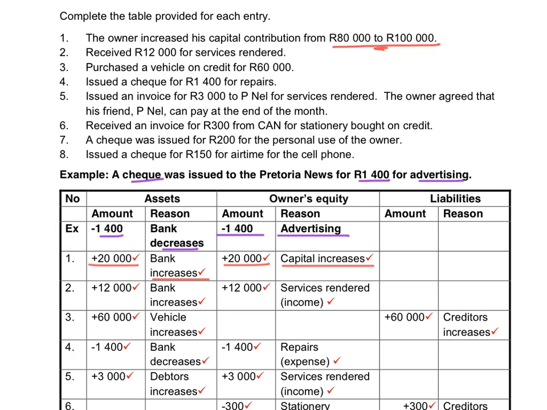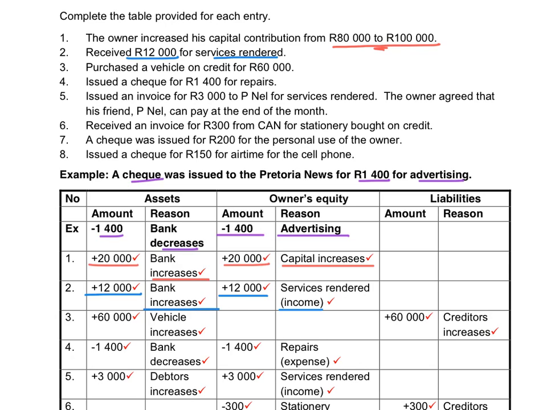Received 12,000 for services rendered. Money was received, so the bank will be affected. Where did we get the money from? The services. Money will be put into the bank, so it means that the bank increases with the money that was deposited, 12,000. Services rendered is an income. Income will increase profits. The owner will get a bigger profit, so the equity will increase with 12,000 rand.